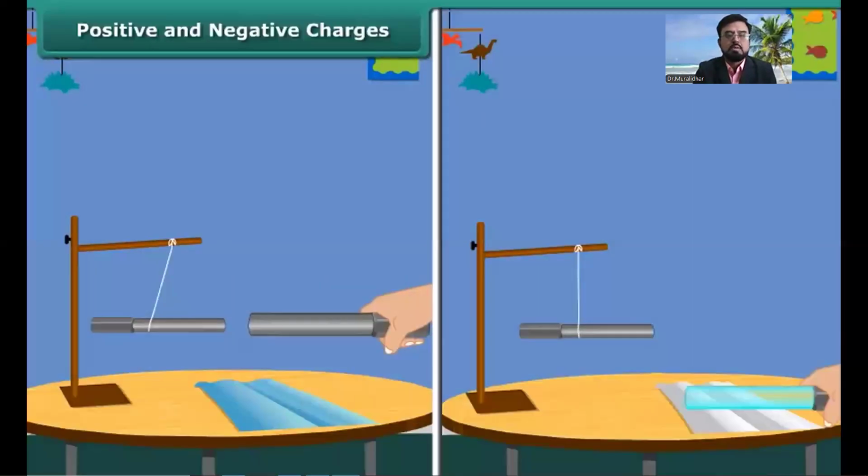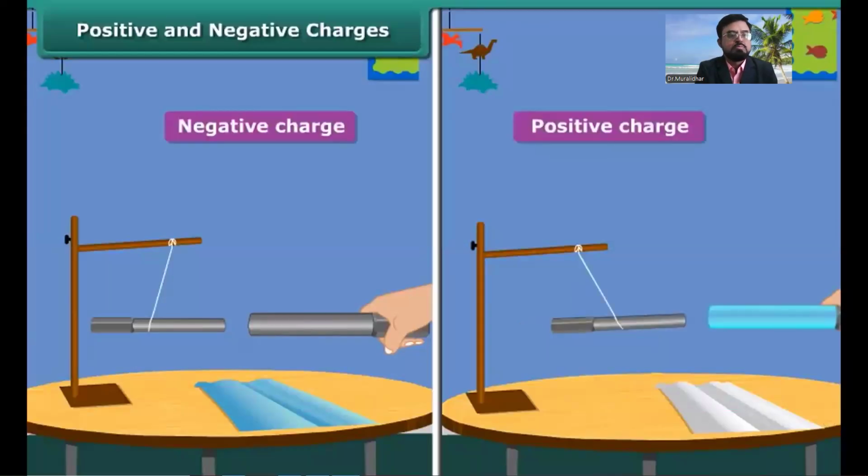Now take a glass rod and rub it with a silk cloth. Bring this glass rod close to the charged suspended ebonite rod. What do you observe now? The suspended ebonite rod comes closer to the glass rod. The charge produced on the ebonite and the glass is different in nature.